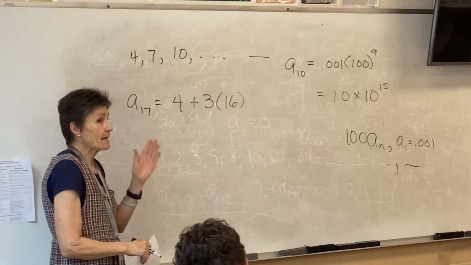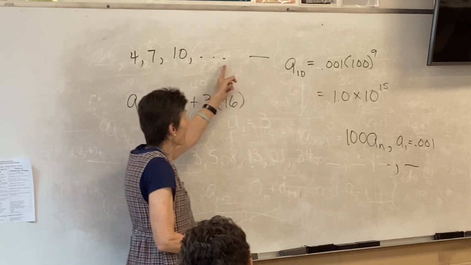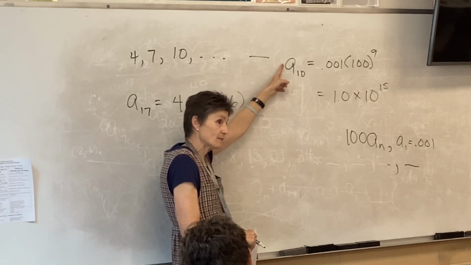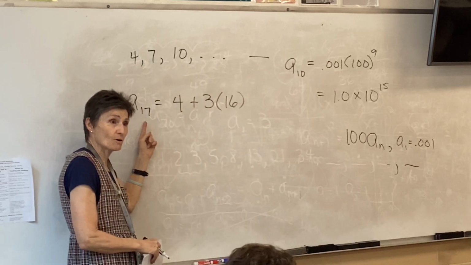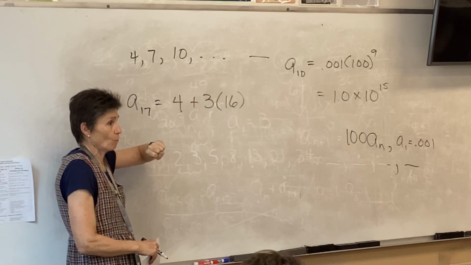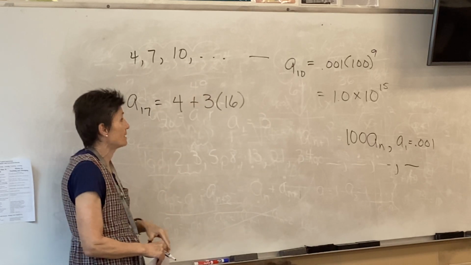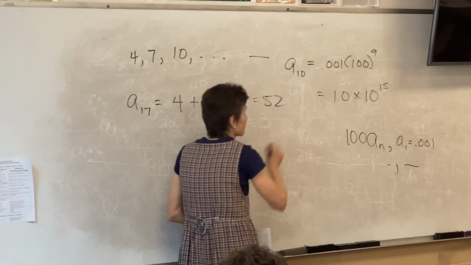Now, again, kids, you absolutely can keep adding 3 till you get out to the 17th term. But if this is the 117th term, I don't think that's the way you want to go. So get used to using your formula as a kind of a shortcut to the answer. So what is that, 52? 52?